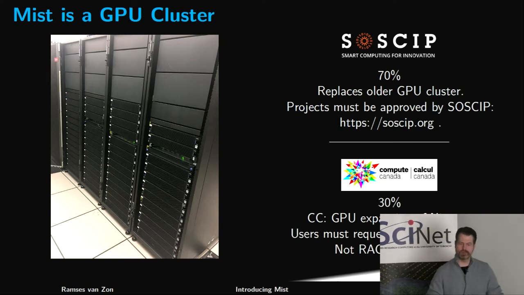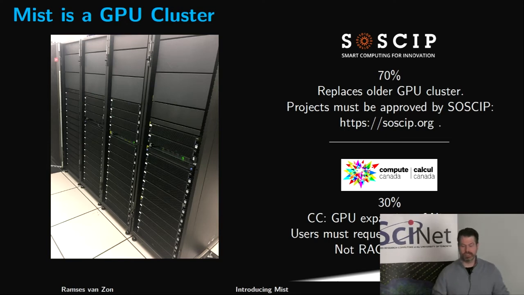This cluster is part SOSCIP and part SciNet, or ComputeCanada, in terms of who funds this. A large fraction of the cluster will be allocated for SOSCIP. If you don't know what SOSCIP is, it's the Southern Ontario Smart Computing Innovation Platform. They try to promote innovation by having projects where there's both an academic partner and an industry partner. You'd have to request time by submitting a project if you want dedicated time on the SOSCIP machine.